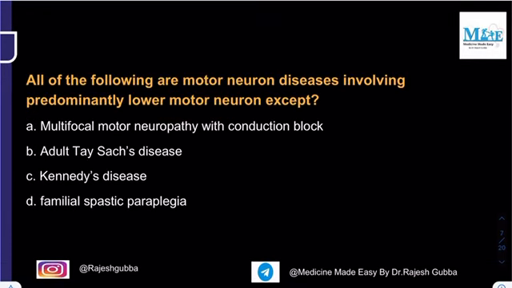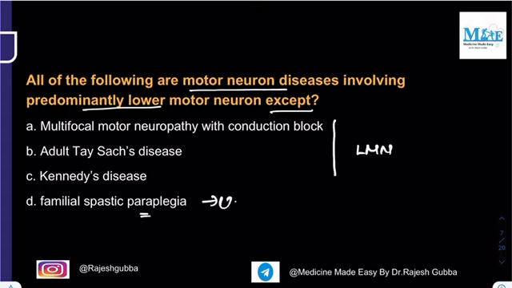Second question: all of the following are motor neuron diseases involving predominantly lower motor neuron except. The options are multifocal motor neuropathy with conduction block, adult Tay-Sachs disease, Kennedy's disease, familial spastic paraplegia. The first three options involve the lower motor neuron, whereas in familial spastic paraplegia, it is the involvement of only the upper motor neuron.